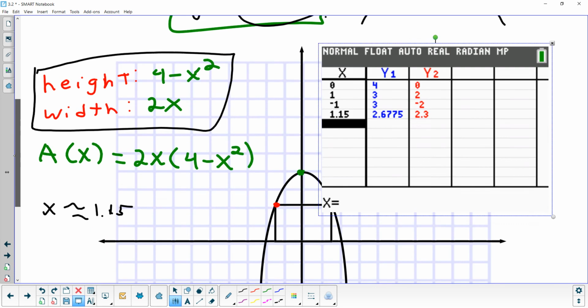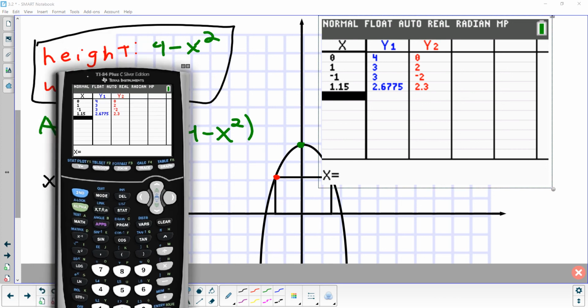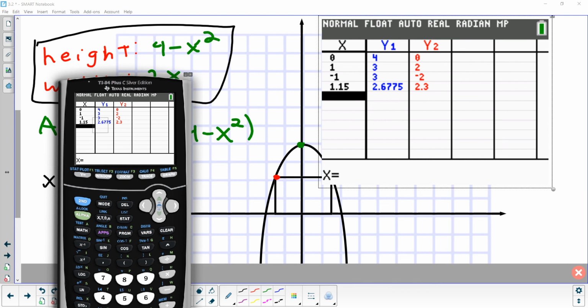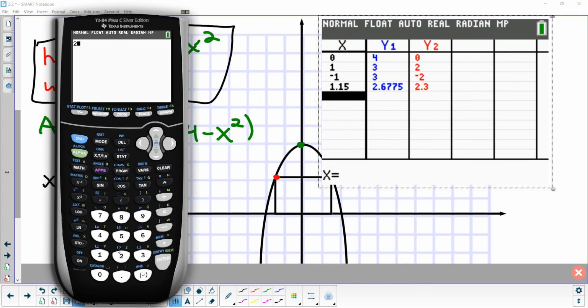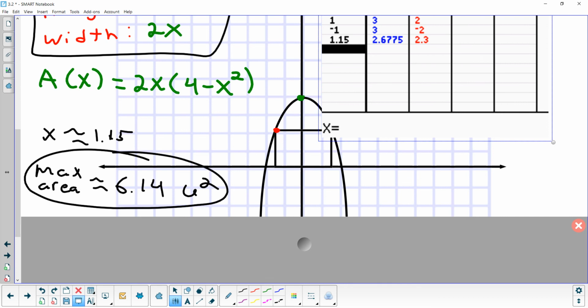Right, so find the maximum area. I would have to plug in 1.15 and see what that comes out to. So it's 2.6775 times 2.3, whatever that comes out to. 2.67 times 2.3, and that gives me a max area of about 6.1. Okay, the book said 6.16. We got 6.14. So, yeah, pretty close. Max area, about 6.14 square units.